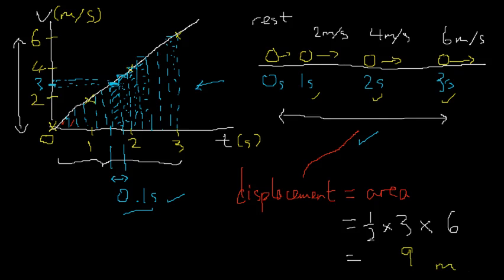So here we have just discovered a way to find the displacement of an object from the velocity time graph. And it's very simple. All we need is to find the area under the graph.